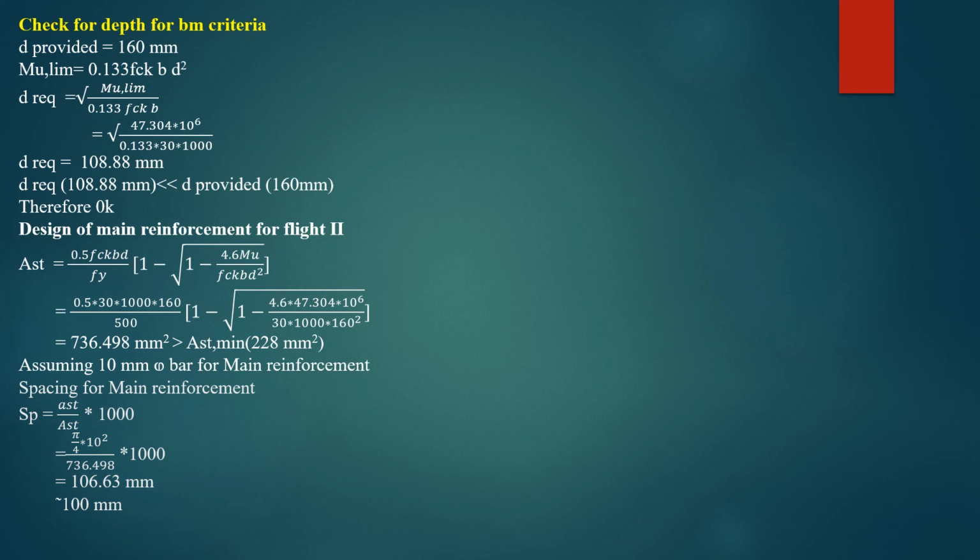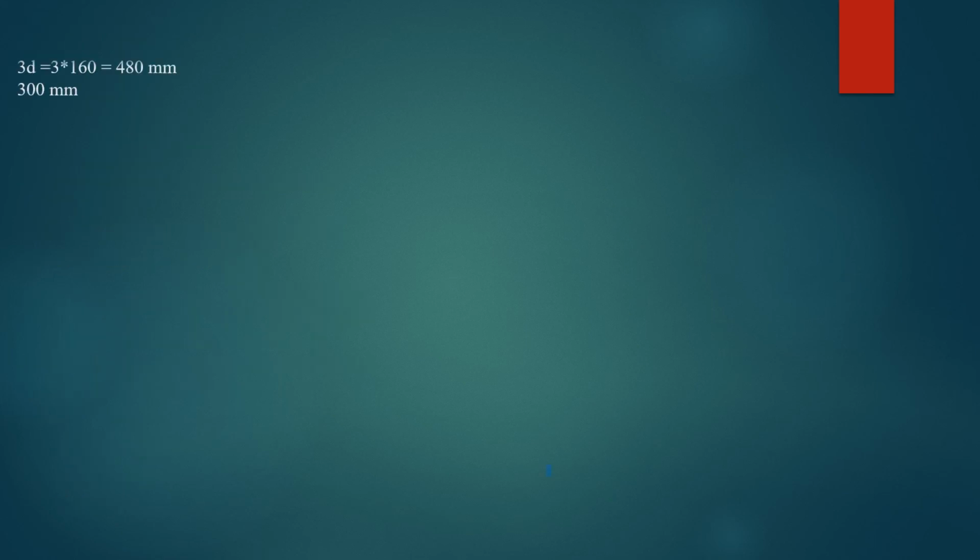So assuming 10 mm bar for main reinforcement, the spacing for the main reinforcement is given as small ast upon capital AST into 1000. Small ast is pi by 4 into 10 square, as we assume 10 mm bar, and capital AST we previously saw is 736.498, into 1000 is the width. So we get the spacing as 106.60 mm. So we just round it off. We take 100 mm. Let us go to the next slide.